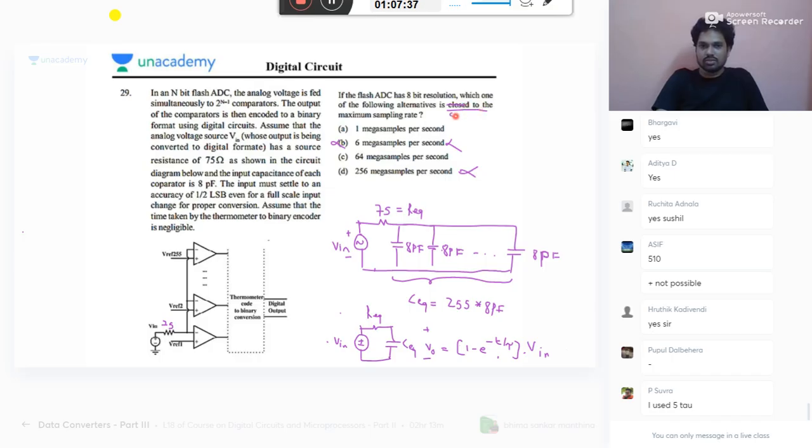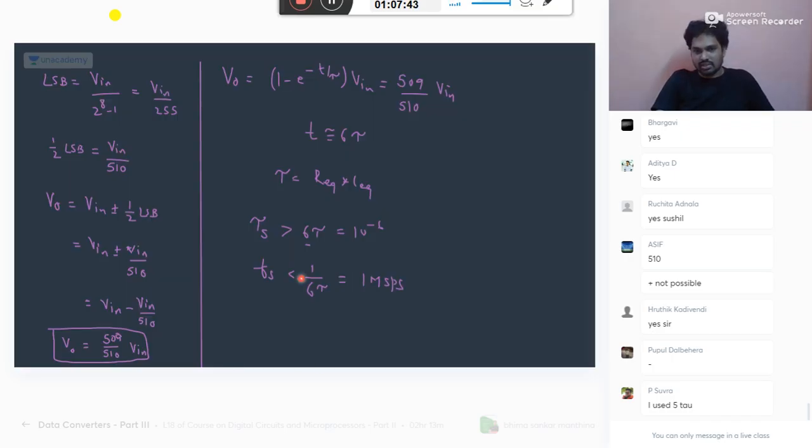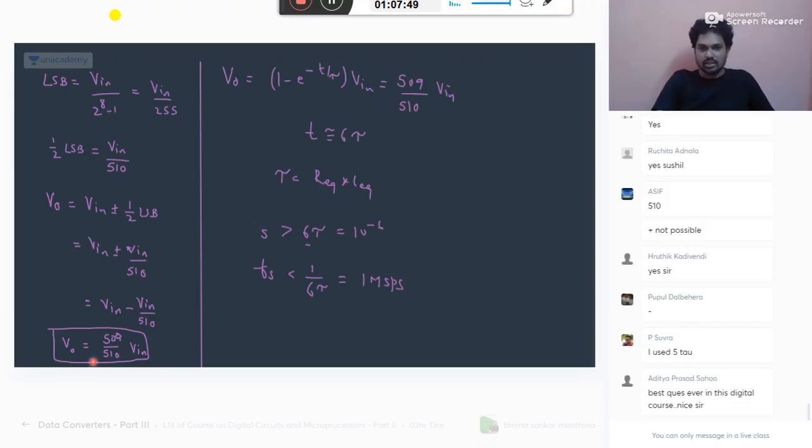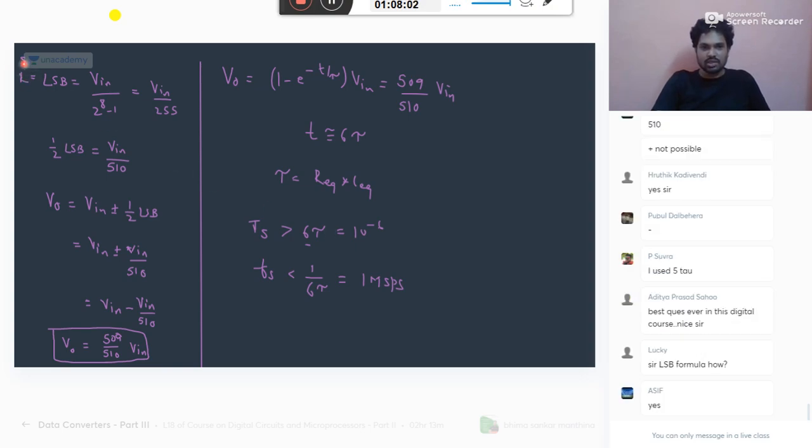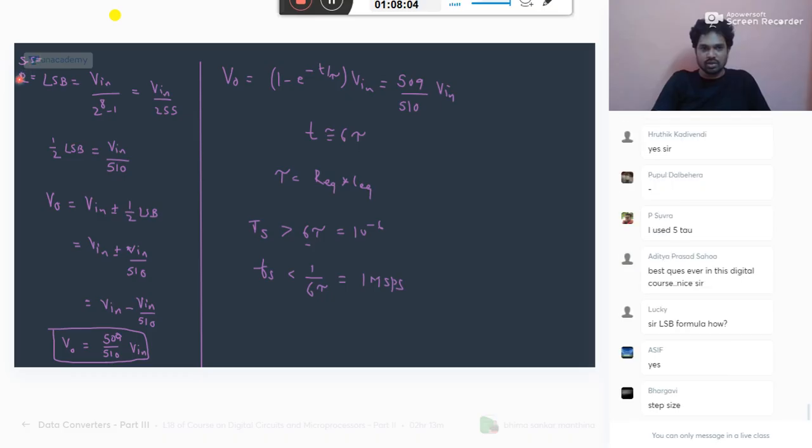Who typed this? Closest to the maximum. What is that? Once your conversion is done, then only you can take the next sample. That's why your TS must be greater than 6 tau. Thank you. TS must be greater than 6 tau. LSB or resolution or step size is the same. Please revise the notes. This is very important.